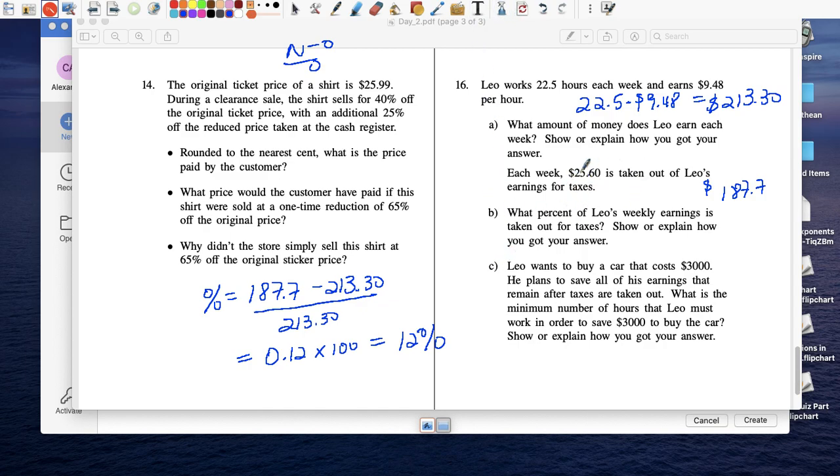And another way you could have done that is say that 25.60 is what percent, right? So if you write up the question, 25.60 is what percent of 213.30? You could have used a percent proportion, you could have used a percent equation.